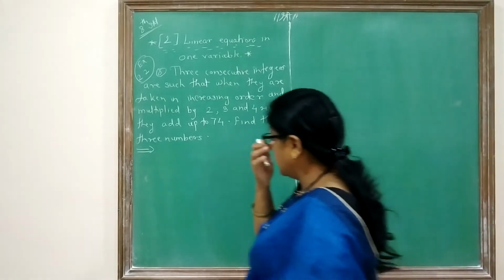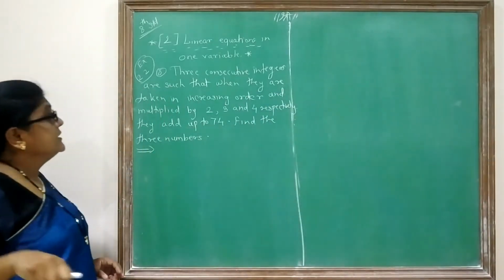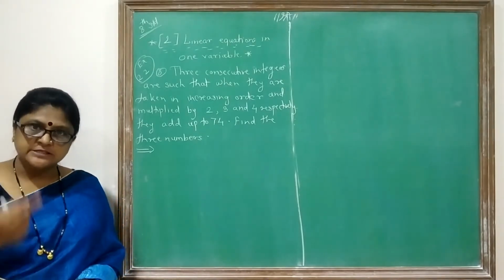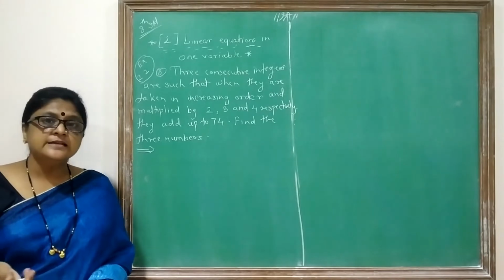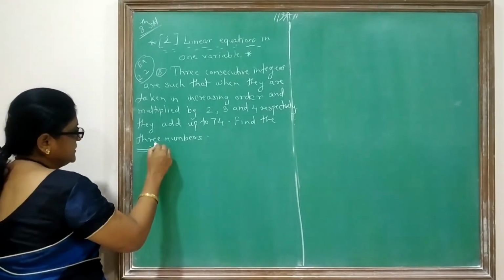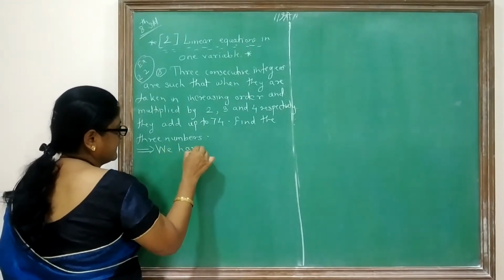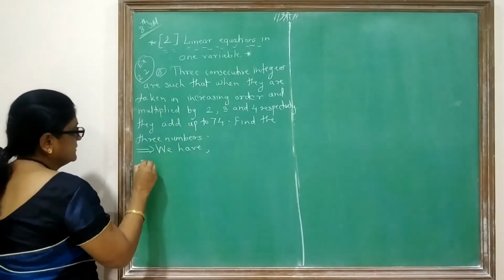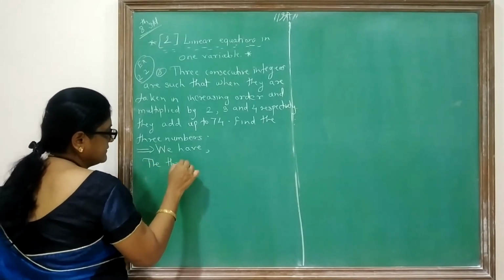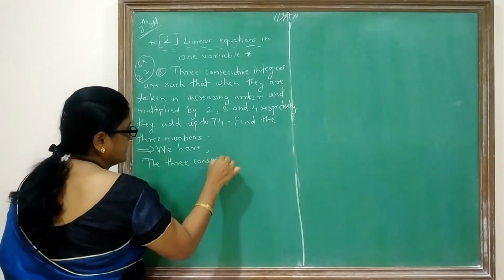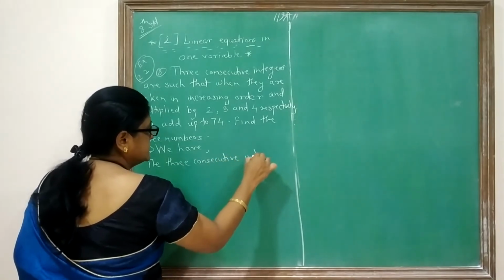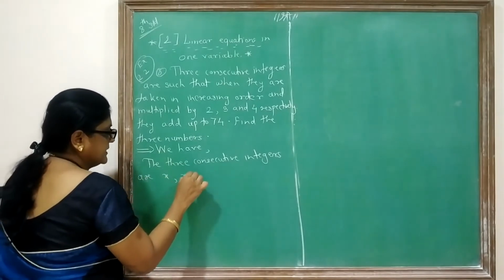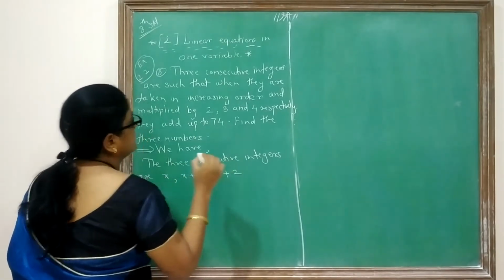Then, what is your question? Three consecutive integers. Then your three consecutive integers are, first is x, second is x plus 1 and the third is x plus 2. See the question carefully, the three consecutive integers are x, x plus 1, x plus 2.